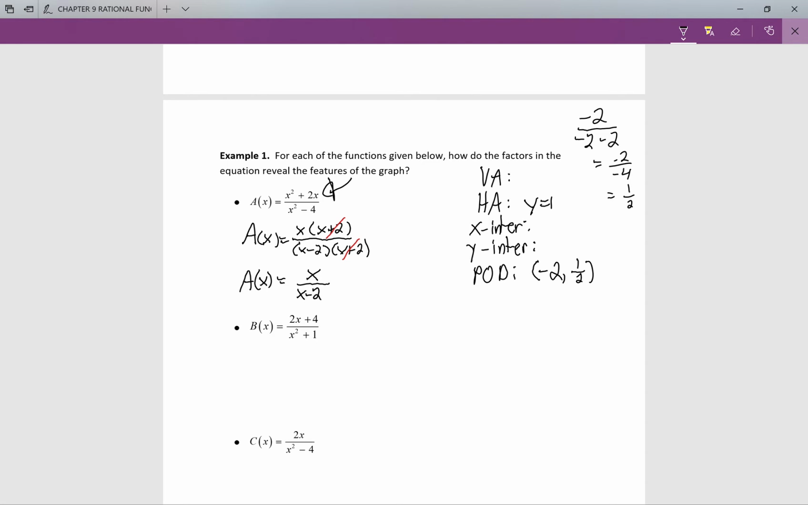The next one that we're going to fill in, let's look at the vertical asymptote. My vertical asymptote, well, the negative 2 got taken by the point of discontinuity, so my vertical asymptote is just going to be at x equals 2.